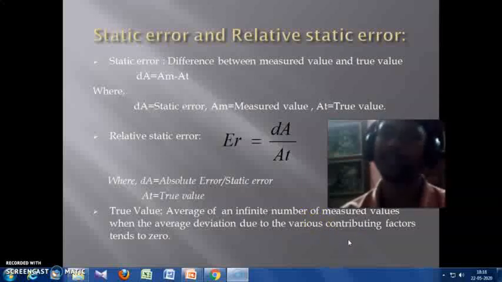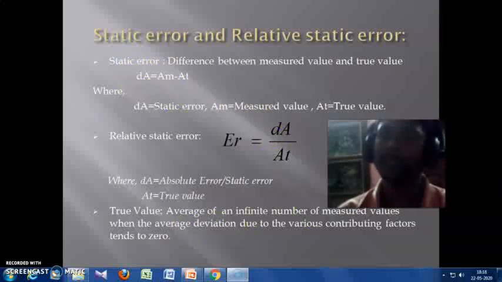Suppose we are taking an infinite number of readings, and if we take the average of it, if the deviation of this average tends to 0, then the value is called the true value of this particular measurement. So the static error is basically measured in terms of true value. So this is the static error.